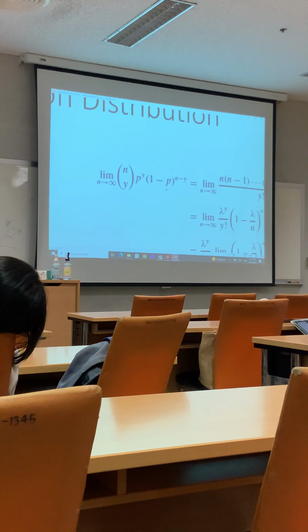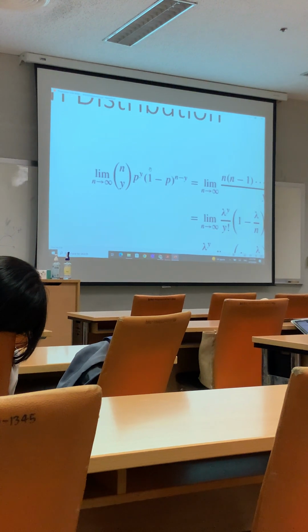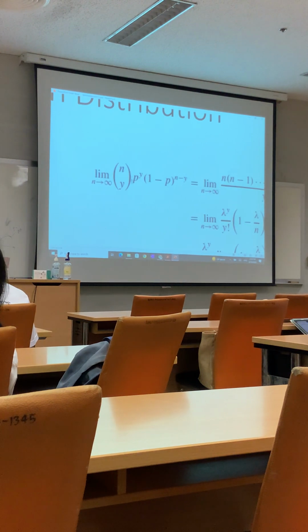So you can see that this is what we have seen before, the PDF for the binomial distribution. We have C and Y, and we have p to the power of y, and then 1 minus p to the power of n minus y. So this is what we have seen. And this is something new.